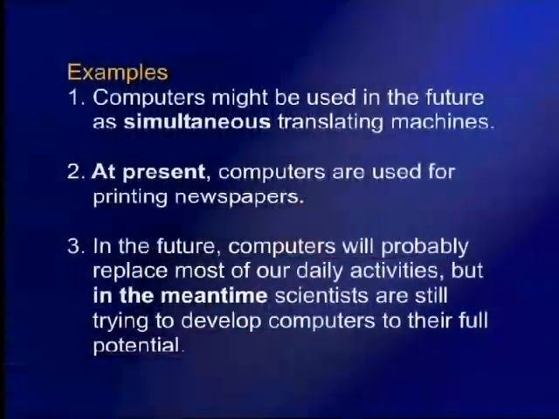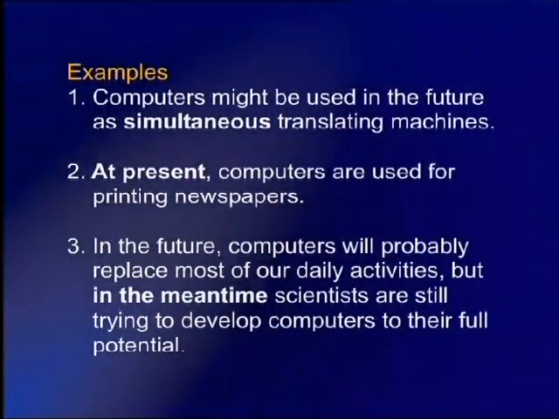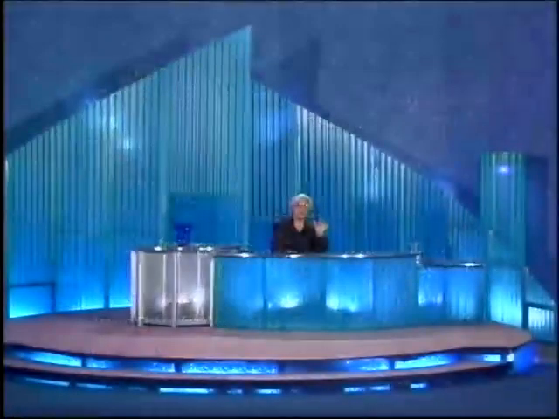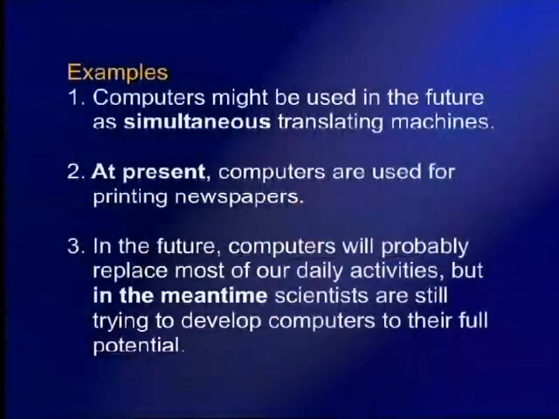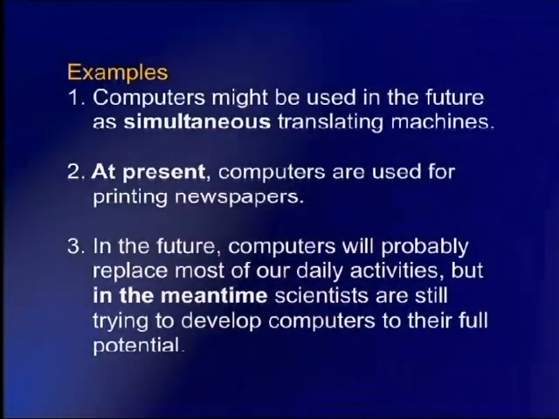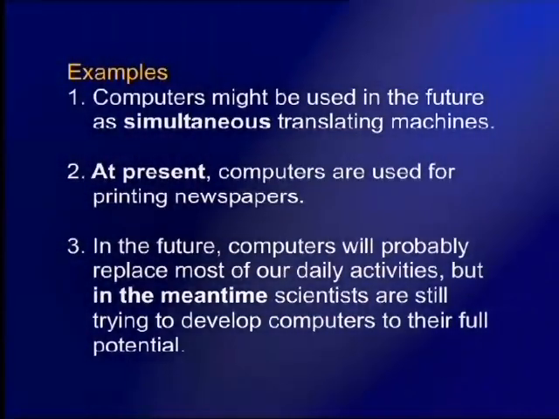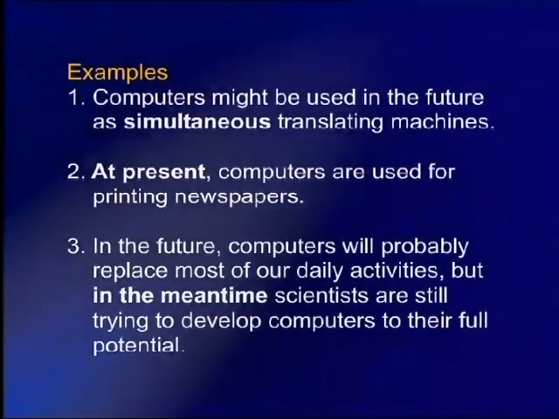Number 2, at present, computers are used for printing newspapers. At present, meaning it's a phrase which refers to time, that is contemporary time, time related to now. At present, computers are used for printing newspapers. Number 3, in the future, computers will probably replace most of our daily activities. But in the meantime, scientists are still trying to develop computers to their full potential.